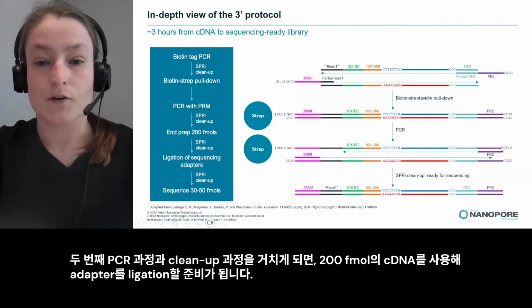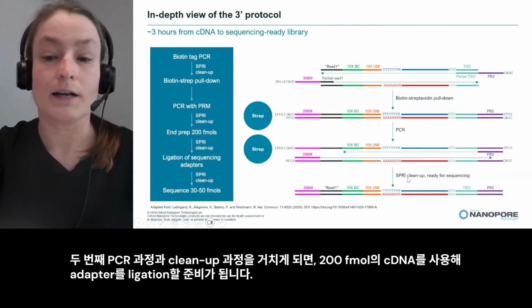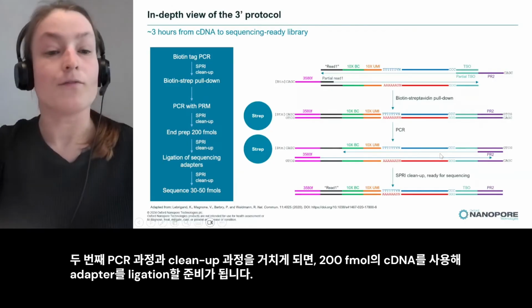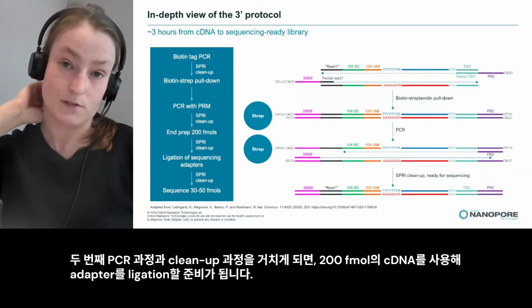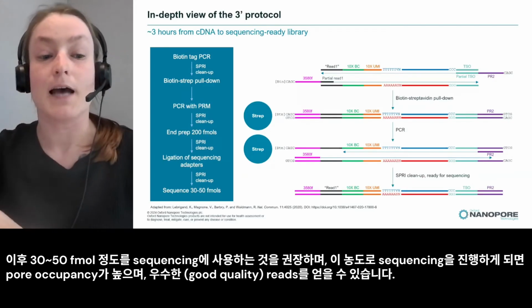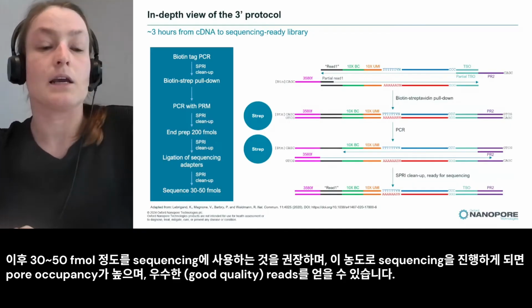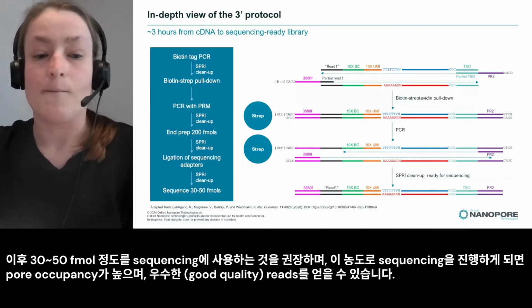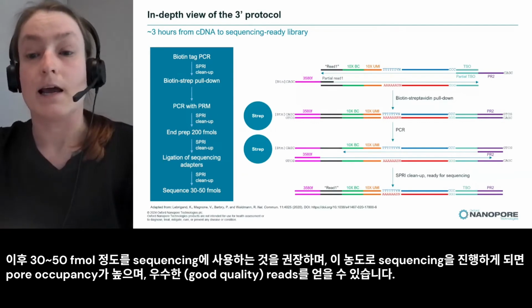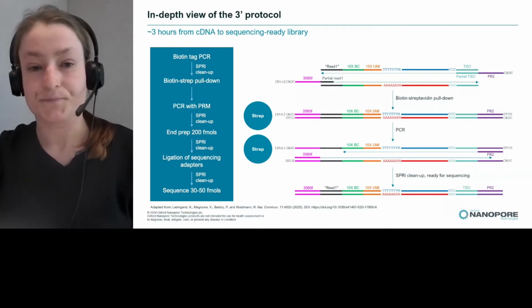Once you've got through your second PCR and your cleanup, you have your cDNA ready to end prep with 200 femtomoles of cDNA to adapt, and then we recommend sequencing 30 to 50 femtomoles of that product, which will give you really good pore occupancy and some really nice reads.